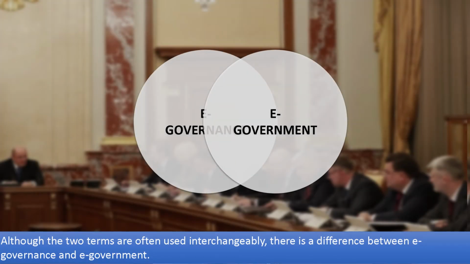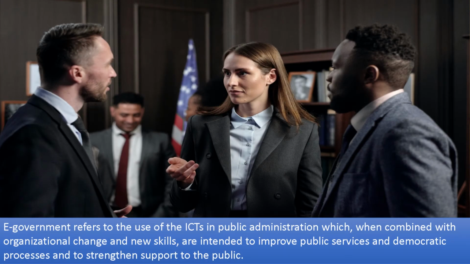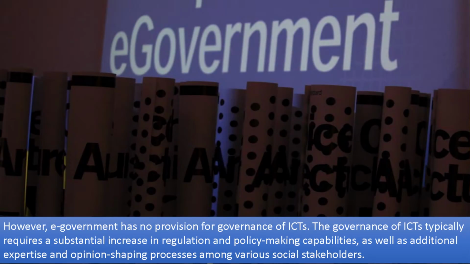E-government refers to the use of ICT in public administration, which, when combined with organizational change and new skills, is intended to improve public services and democratic processes and to strengthen support to the public. However, e-government has no provision for governance of ICT. The governance of ICT typically requires a substantial increase in regulation and policy making capabilities, as well as additional expertise and opinion shaping processes among various social stakeholders. The perspective of e-governance is the use of technologies that both help to govern and have to be governed.